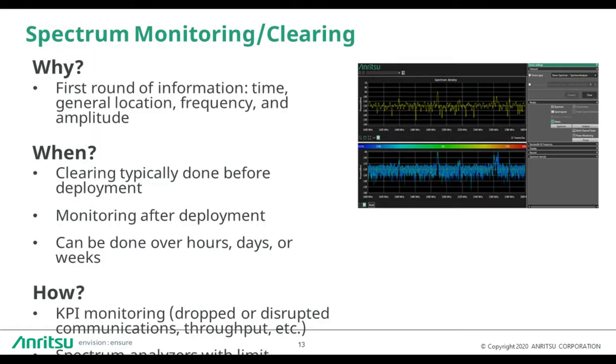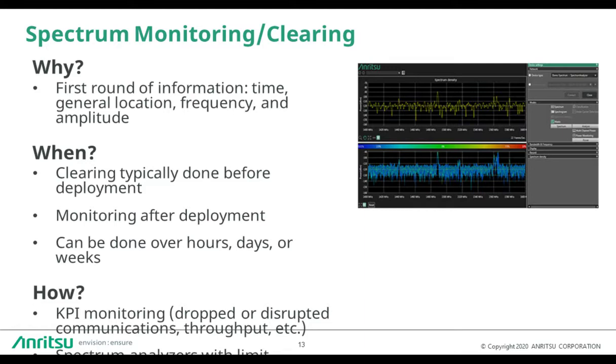So first, let's talk about spectrum clearing. Why does somebody want to do spectrum clearing? First of all, as I mentioned before, if you've purchased or been given the rights to transmit in a certain frequency allocation, the spectrum monitoring and clearing is where you're going to go and make sure on a regular basis that you're not facing any unwanted transmissions within that band. So when you first start transmission, this is where you'll pick up the interference for the first time.